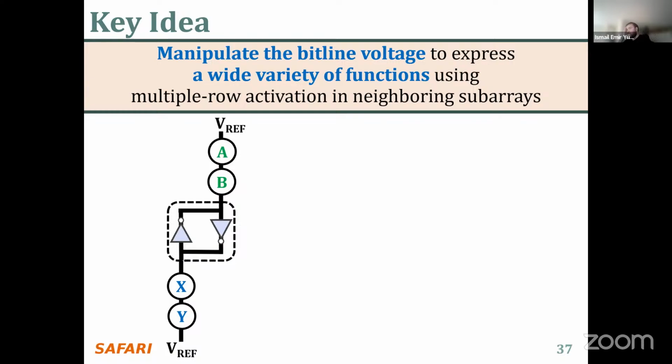So here we have again 2 neighboring subarrays. Cell A and cell B are in the upper subarray, cell X and cell Y are in the lower subarray. And here we precharge the DRAM, which means that we set bitlines to a fixed reference voltage, which is VDD over 2 in this case.